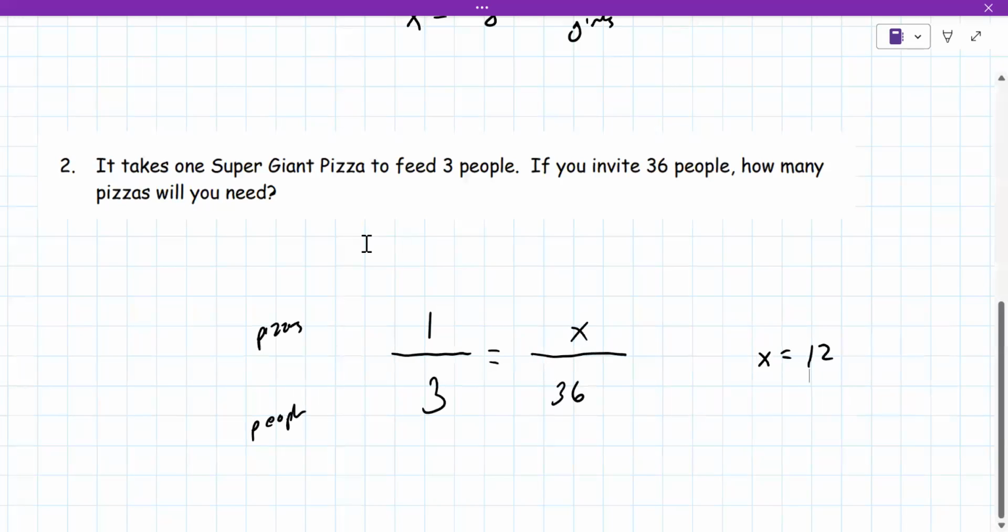It's a lot of pizzas. Yeah, and they're all super giant, right? Well, that's always perception. Reality may be different.